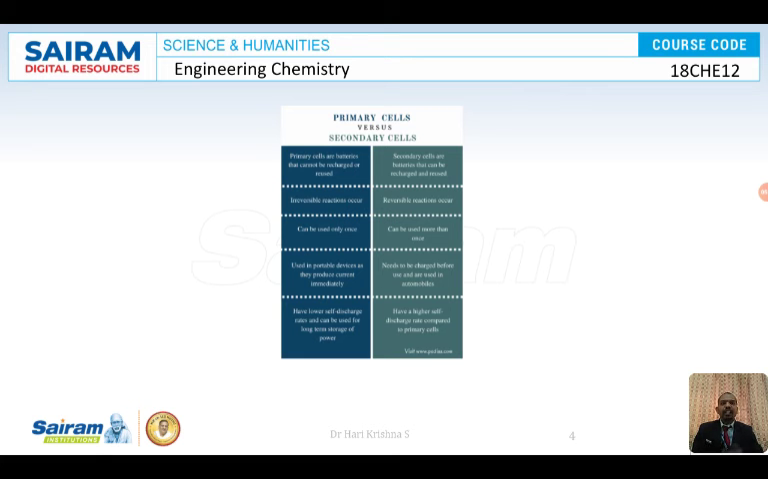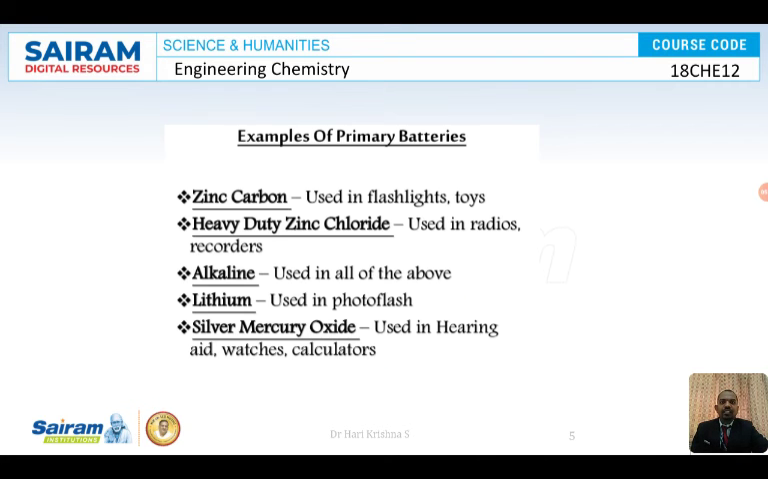Cycle life means the number of times a battery can be charged and recharged. Okay, next. Examples for primary batteries, as we discussed: zinc carbon, used in flashlights and toys, which are use-and-throw batteries, and used in radios and recorders.